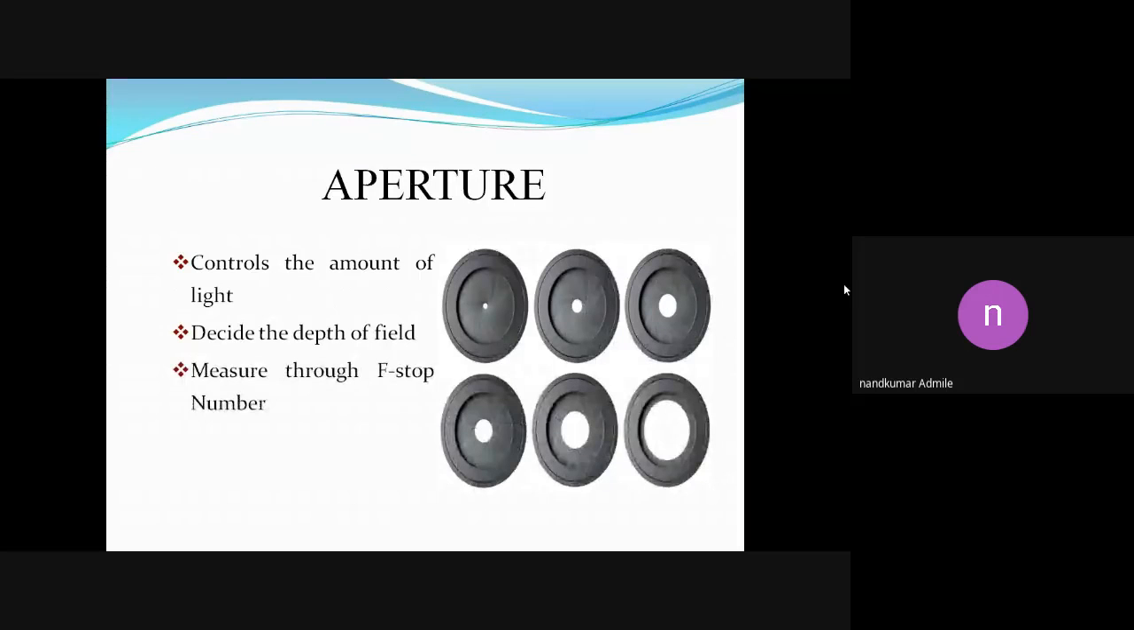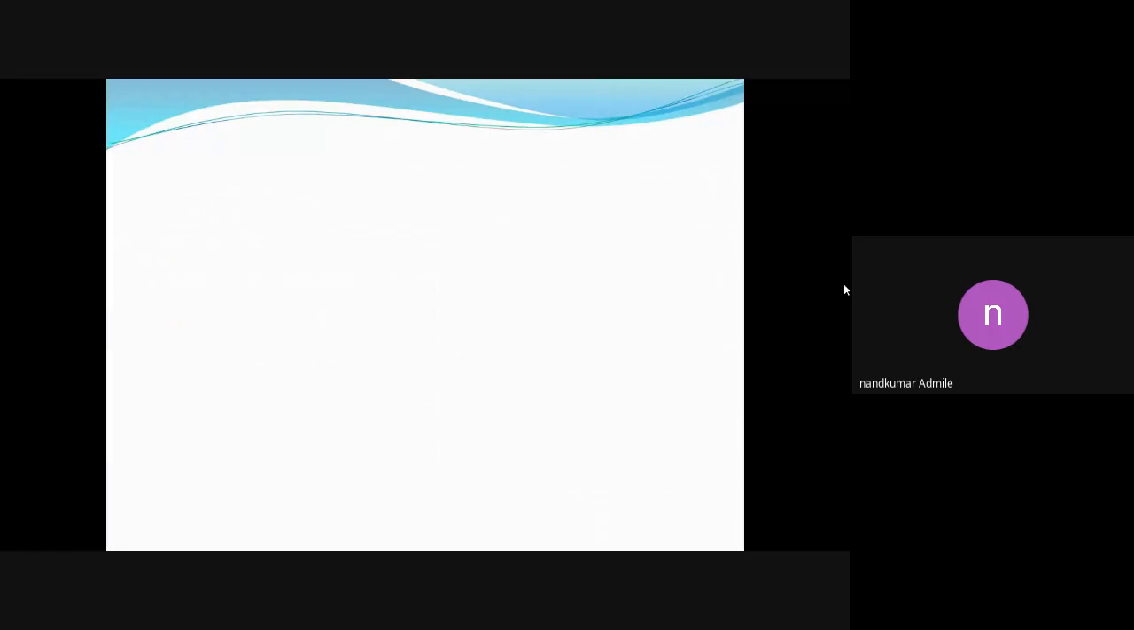Second part is the aperture. On top of the lens, there is an aperture, which can control the amount of light. We can increase or decrease the light by using this aperture. It has an arrangement to increase or decrease the intensity of the light. This is the working of the aperture.